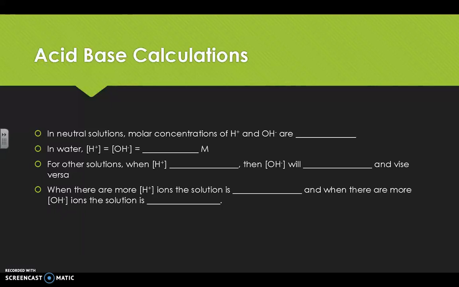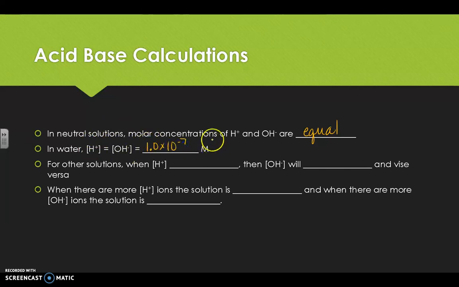All right, when we do an acid-base calculation, we need to know certain things. So we just learned about Kw and how Kw relates to hydronium ion and hydroxide ion concentrations. So let's look at some more stuff. In a neutral solution, molar concentrations of hydrogen or hydronium ion and hydroxide ion are going to be equal. This is in a neutral solution. In water, which is a neutral solution, the concentration of both is equal to 1.0 times 10 to the negative 7th molarity.